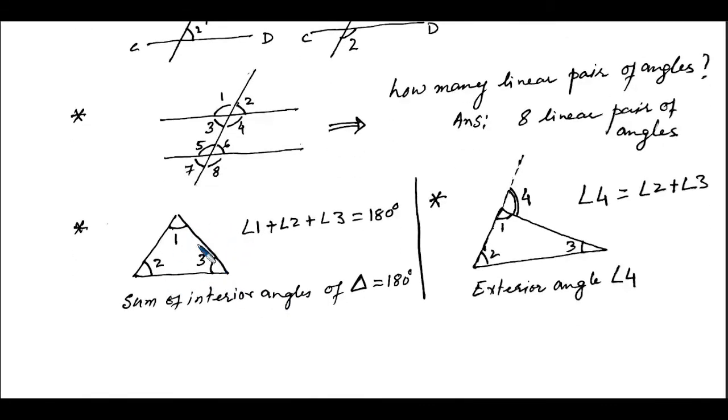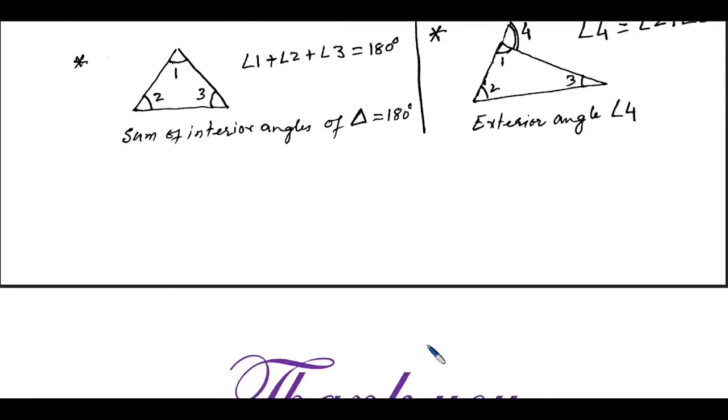We have also shown that the sum of all the interior angles of a triangle is 180 degrees. And if you extend one of the triangle's sides, then the exterior angle is the sum of the two opposite angles. If this is the point and this is the angle, then the opposite angles are 2 and 3. So angle 4 is always angle 2 plus angle 3.